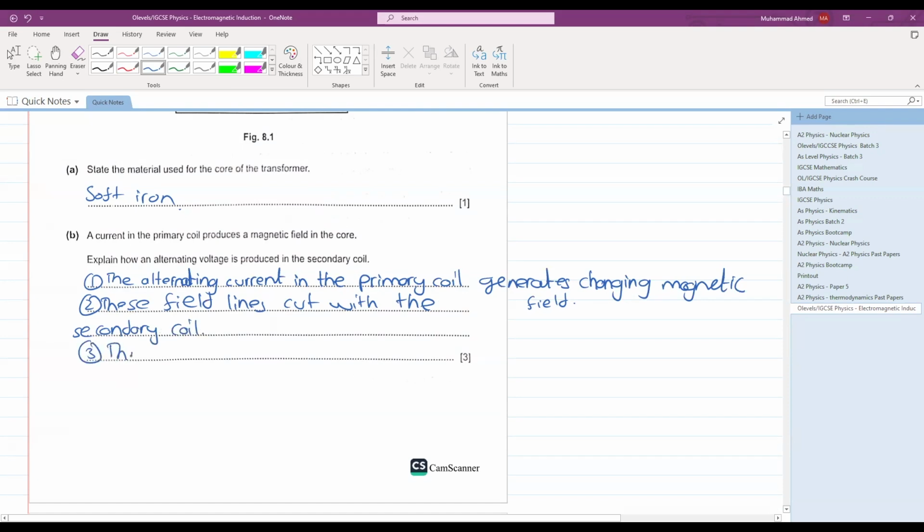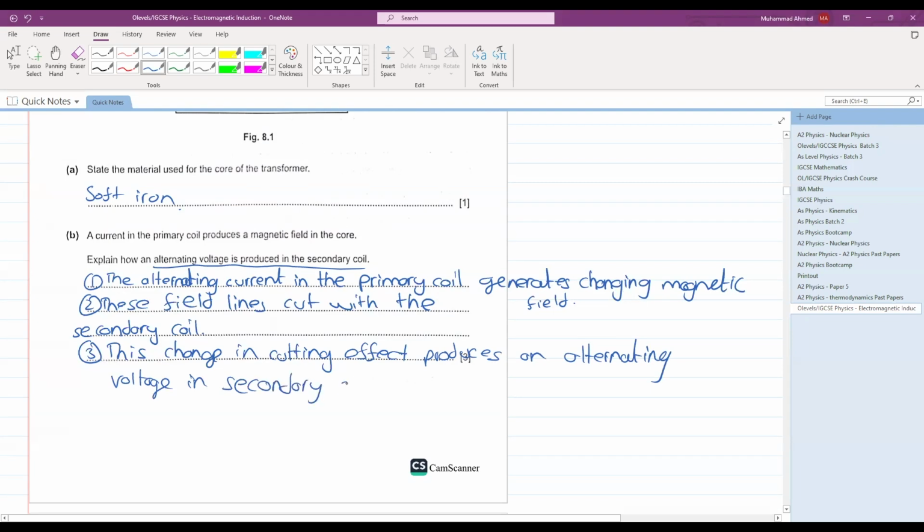This change in cutting effect does what? This change in cutting effect produces an alternating voltage in the secondary coil. Let's further move ahead.